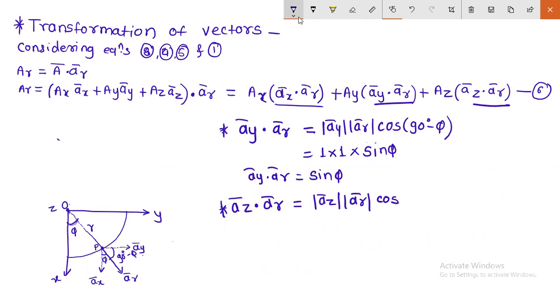Okay. Now, so it is cos 90 degree. And what is cos 90? 0. Okay, so a bar z dot a bar r is equal to 0. Okay, so you have to simply put here whatever be the value of a bar x dot a bar r, that is we can write here as ax. So first note this, then I will write.